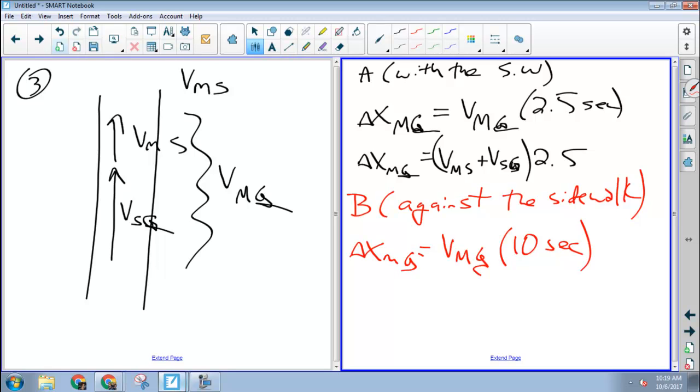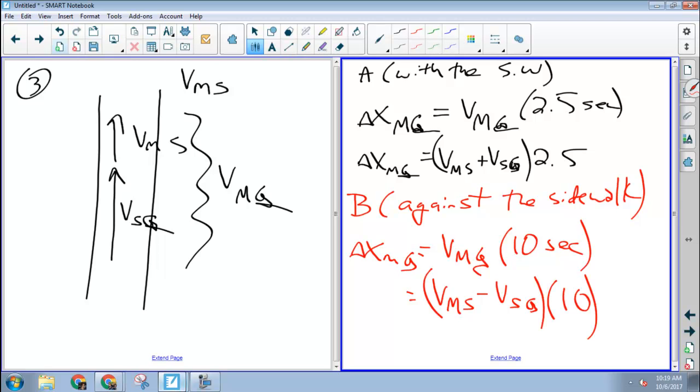All right. So now the velocity of the man relative to the ground is what? Man minus that. Yeah, so this is the velocity of the man relative to the sidewalk minus the velocity of the sidewalk relative to the ground, right? Times 10.